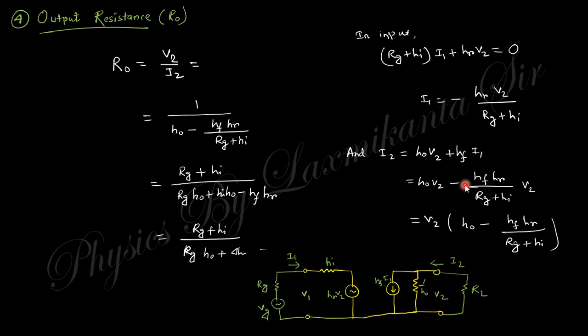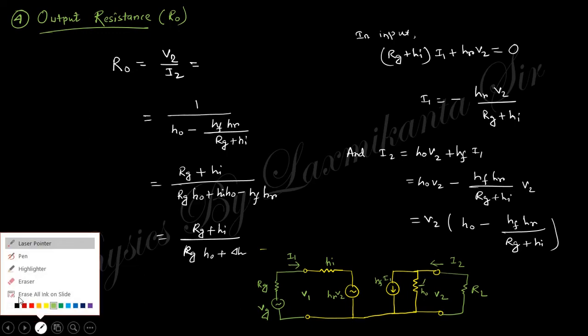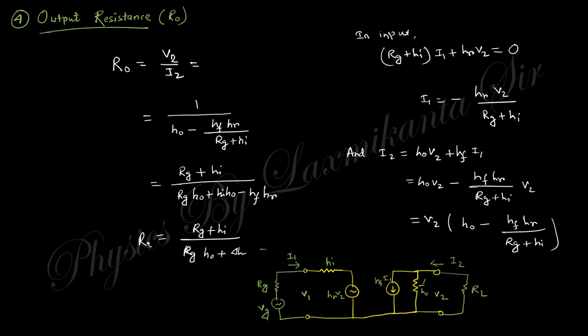So I2 is nothing but H naught V2 plus HF I1, and putting this value of I1 equals like that and taking the common, this will be the value of R0. So this is the output resistance.